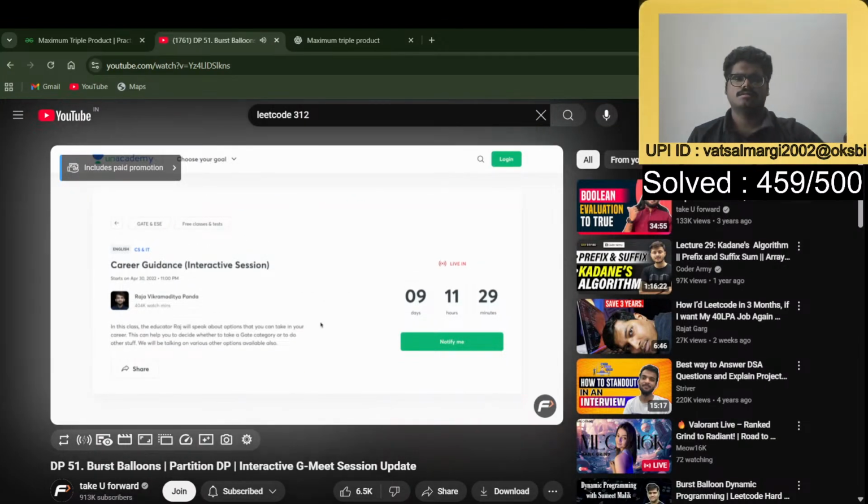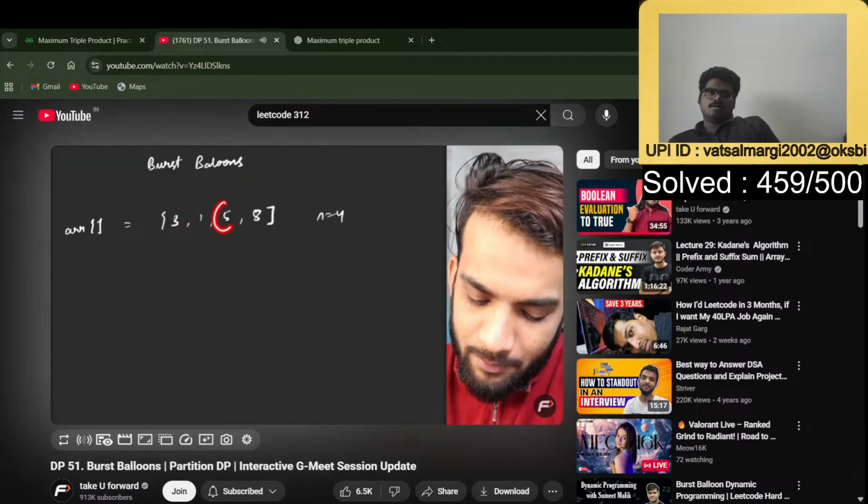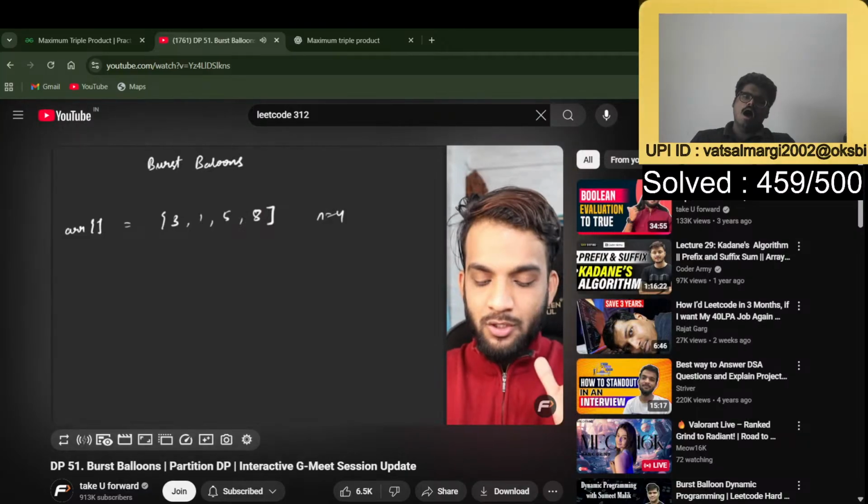Each balloon has a number written on it. Like this, the first balloon has the number 3 written on it, the second balloon has the number 1, the third balloon has the number 5, and the fourth balloon has the number 8. Okay, so you have to burst them.